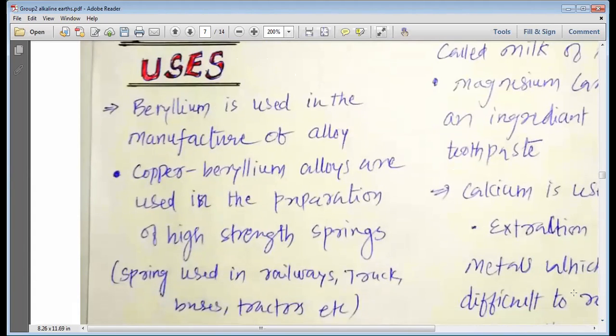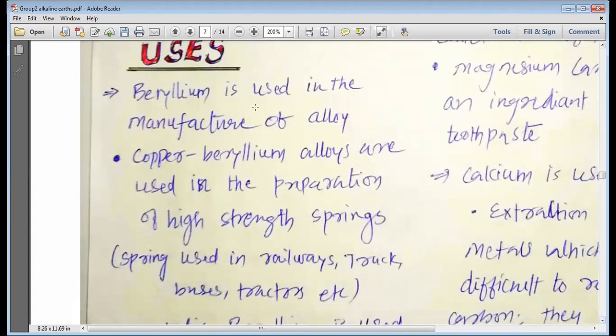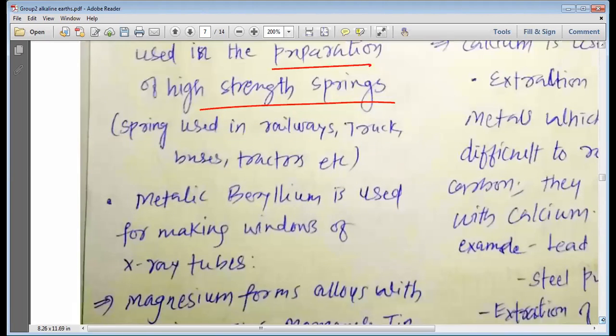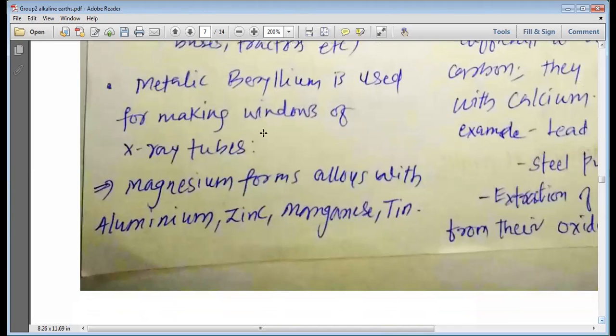Now we need to study the various uses of these elements. Beryllium is used in the manufacture of alloys. So first we will study the various alloys. Copper beryllium alloys are used in the preparation of high strength springs, especially the springs which are used in railways, trucks, buses, tractors and at various places.